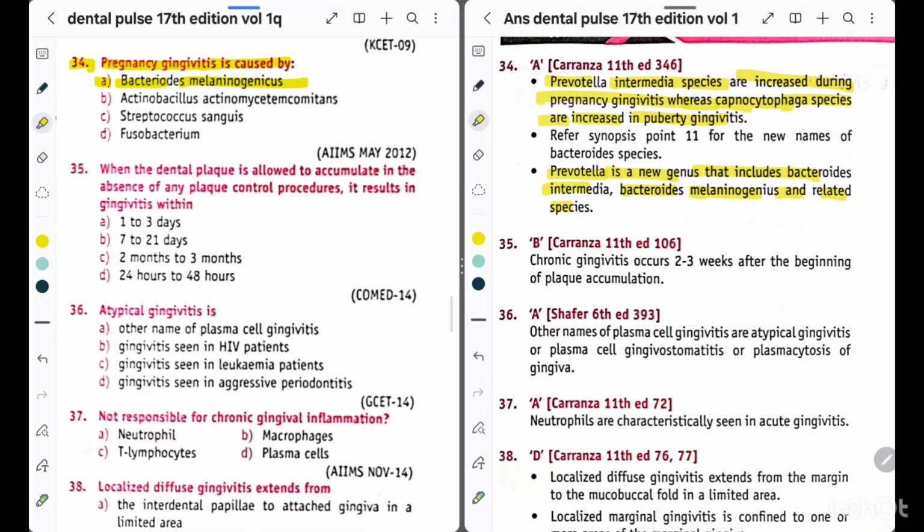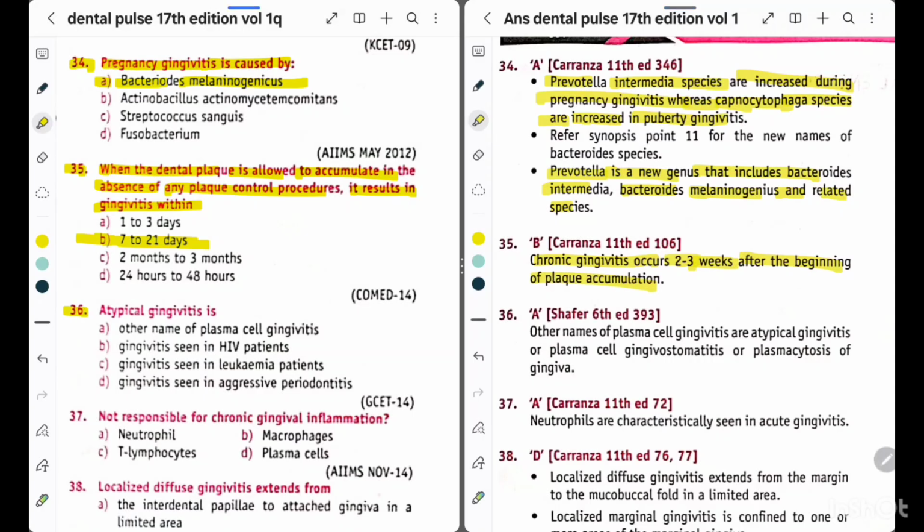Okay. Now question 35. When the dental plaque is allowed to accumulate in the absence of any plaque control procedures, it results in gingivitis within. So the answer is option B, 7 to 21 days. Chronic gingivitis occurs 2 to 3 weeks after the beginning of plaque accumulation.